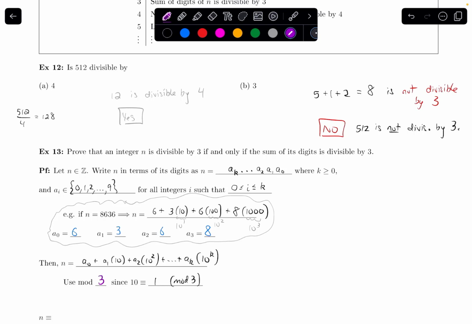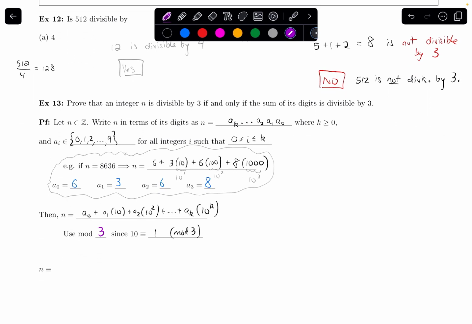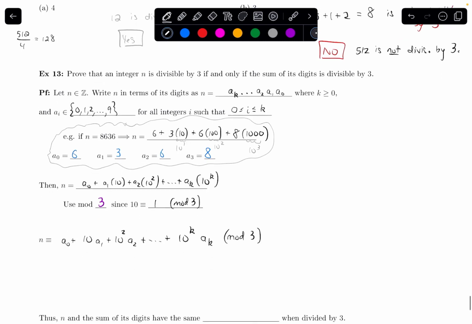Okay, so doing that, if I take the formula that I have for my n here, we get that n is congruent to A0 plus, let me just rewrite this to move the coefficients in front, 10A1 plus 10 squared A2 plus ... plus 10 to the k times AK. And this whole thing I'm looking at in mod 3. All right, and now I can use the fact that I know 10 is congruent to 1 mod 3, which will let me replace all these 10s with a 1. And that makes this super nice.